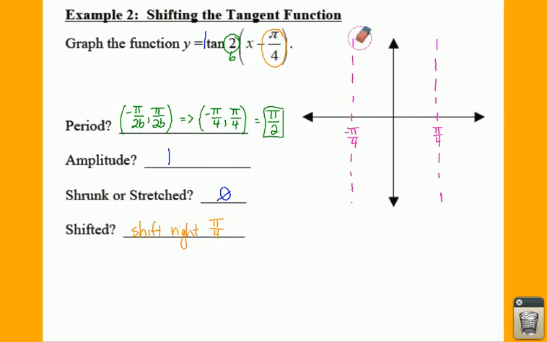So I need to get rid of these bad boys. And this is going to be shifted to the right a pi over 4. So that means we're going to have an asymptote at 0. So if we have an asymptote here at 0, there's my asymptote. Then we're also going to have another asymptote over here at pi over 4. Then we're going to have one at pi over 2. So we need an asymptote over here at pi over 2.